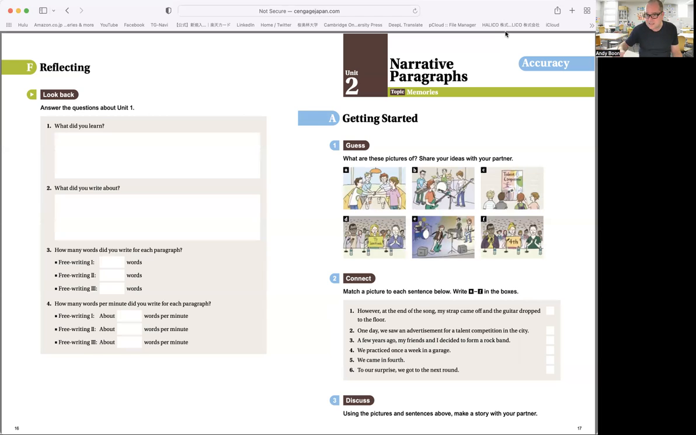Students will analyze this, and then they'll begin to build their own supports. And then looking back at the model paragraph, how does it conclude? And they can think of ways that they could conclude their narrative paragraph. And then they write their draft.